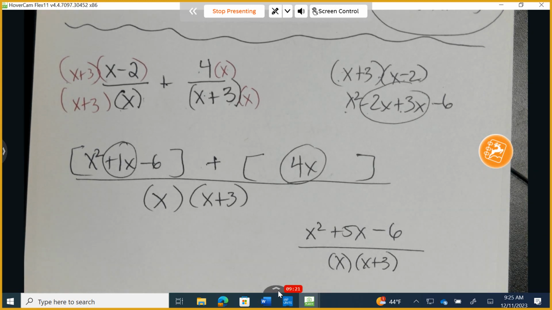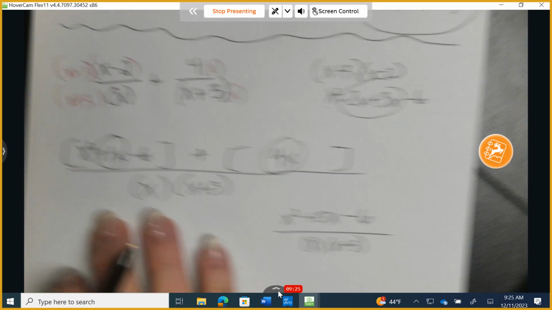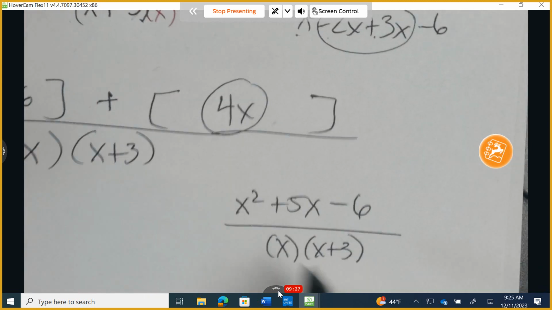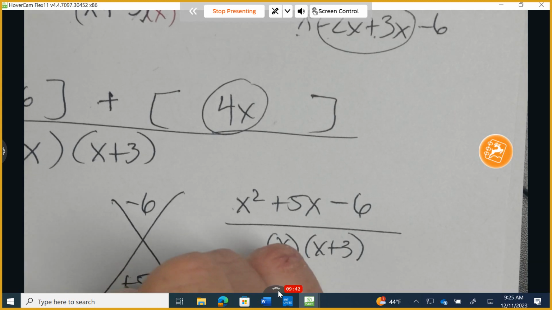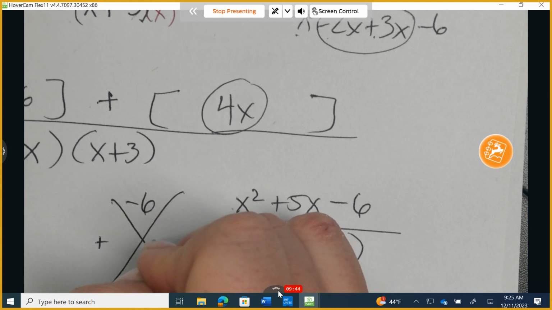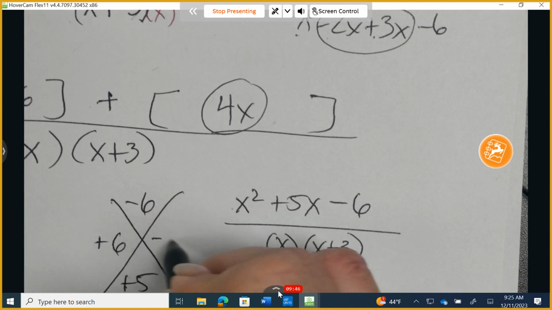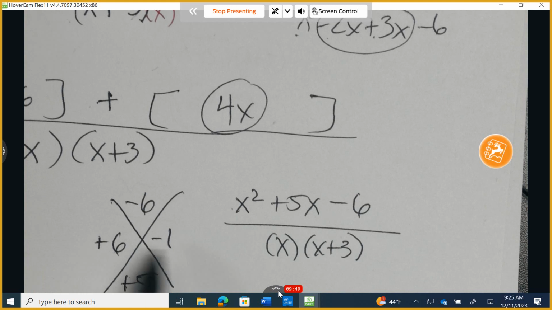Now, is it possible that I factor the numerator? I don't know. Is x squared plus 5x minus 6 factorable? Let's check. Our whole goal is to fully simplify our fractions. Do I know two things that multiply to give us negative 6 and combine to give us 5? Are there two numbers that are different signs that multiply to give you negative 6 and combine to give you 5? They're different signs with the larger number being positive, so that would end up with positive 6 and negative 1. I want to make sure I did this right.